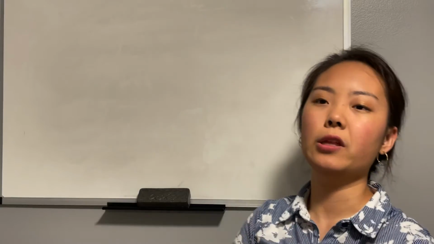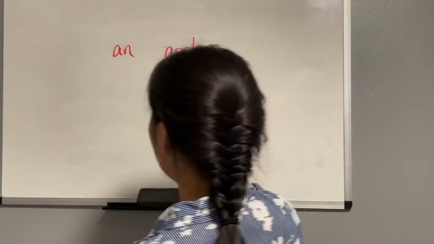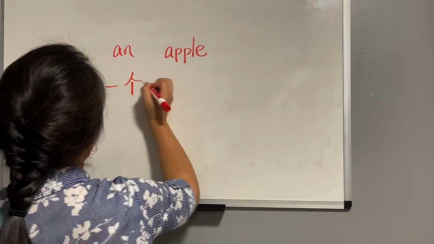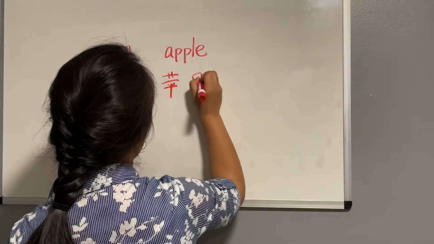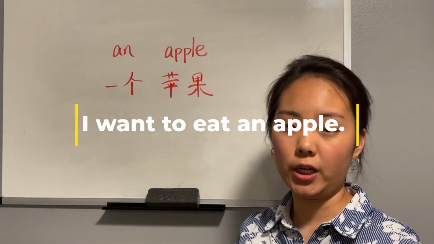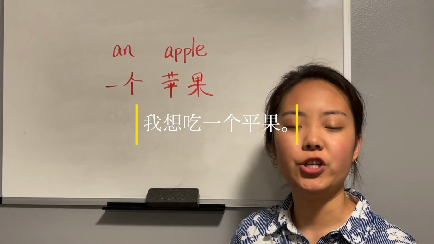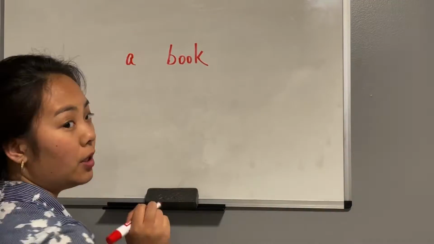So we're going to start with an apple. An apple. In Chinese would be 一个. 一个, and the apple is 苹果. So 一个苹果. So you can say, I want to eat an apple. 我想吃一个苹果. A book. 一本书.